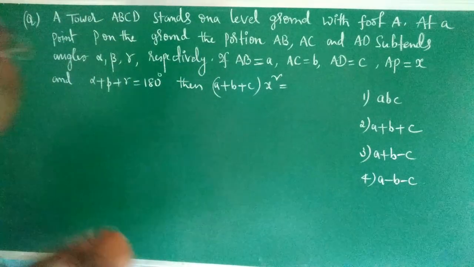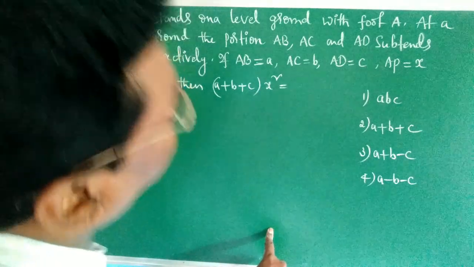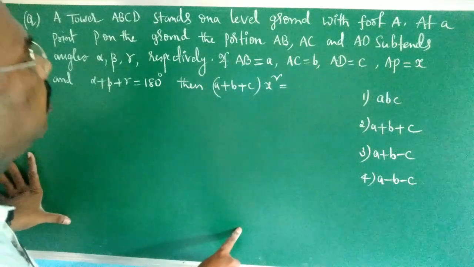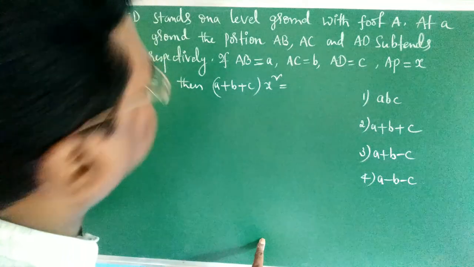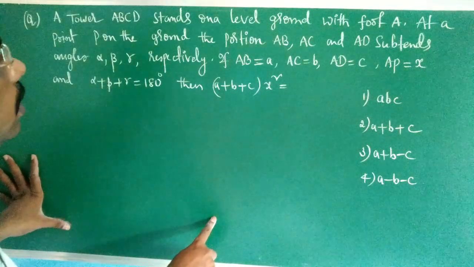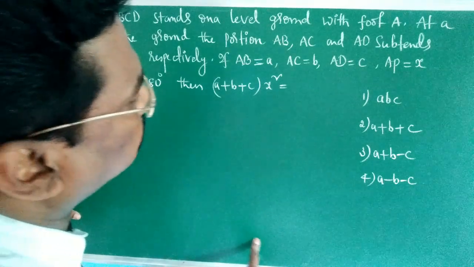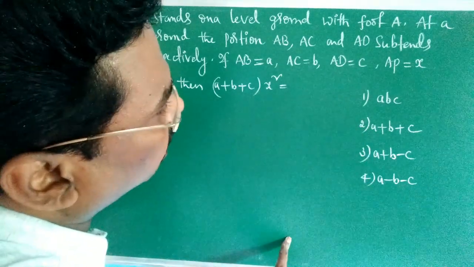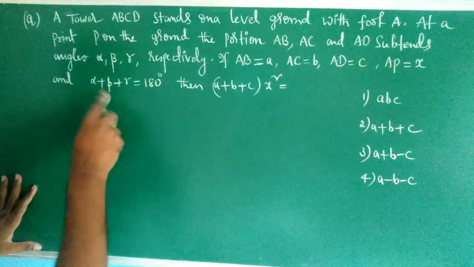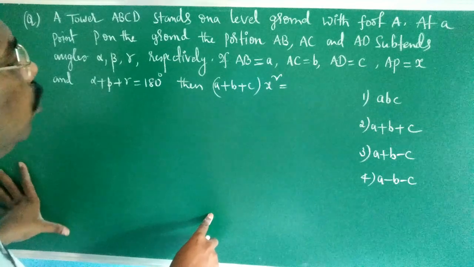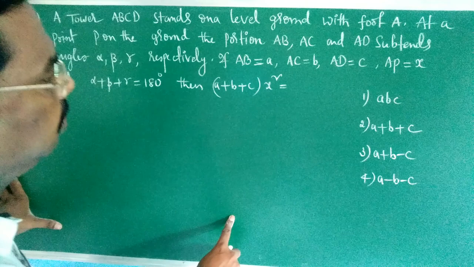Next one is, a tower ABCD stands on a level ground with foot A. At a point P on the ground, the portions AB, AC and AD subtend angles alpha, beta, gamma respectively. If AB is equal to a, AC is equal to b and AD is equal to c, and AP is equal to x, and also alpha plus beta plus gamma is equal to 180 degrees, then a plus b plus c into x square is equal to.